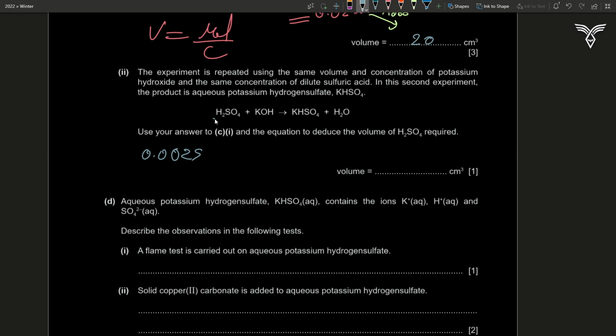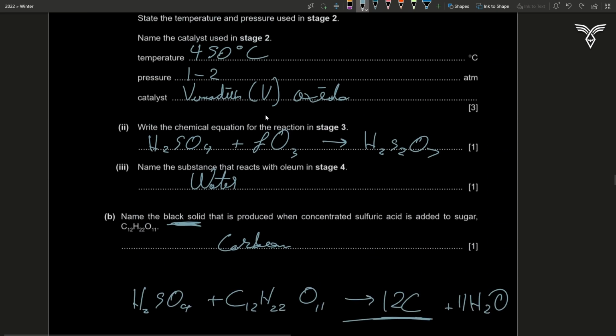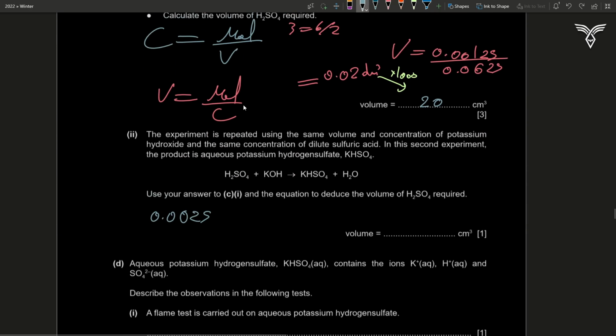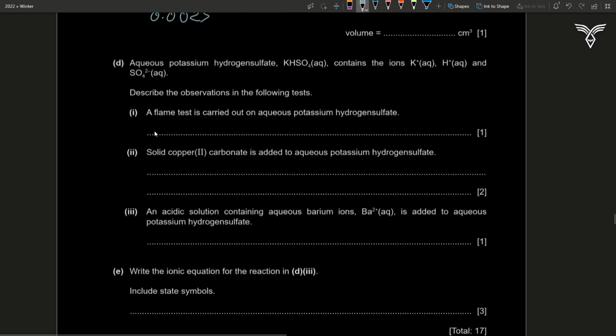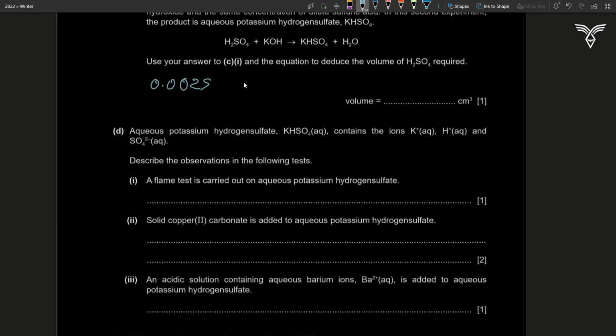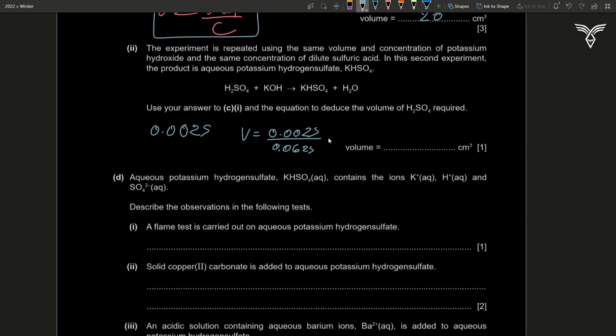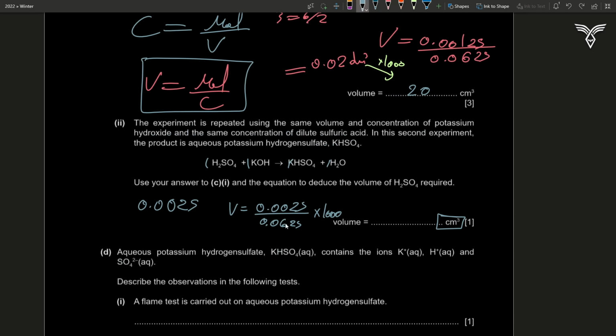طيب فاحنا عندنا this much moles، والconcentration كانت كام؟ concentration كانت ب 0.0625، it's written right here. فاحنا عايزين الفوليوم، والفوليوم is equal to mole over concentration. فاحنا ايه نرجع V is equal to 0.0025 over concentration. الconcentration كانت 0.0625 وهنضرب by 1000 عشان نحول لسنتيمتر كيوب. ف the answer to this altogether is 40 centimeters cubed.